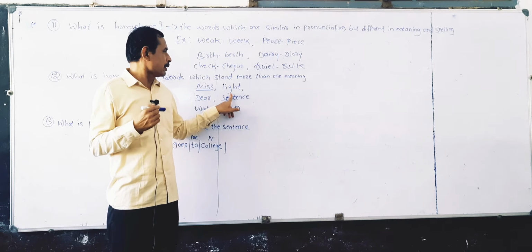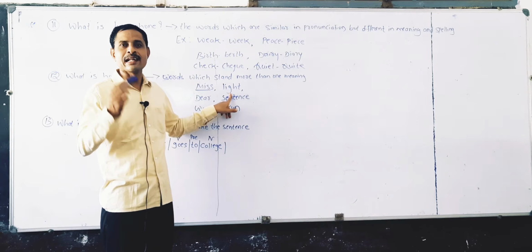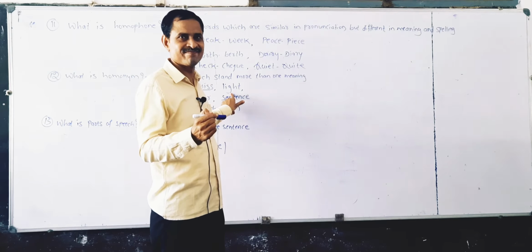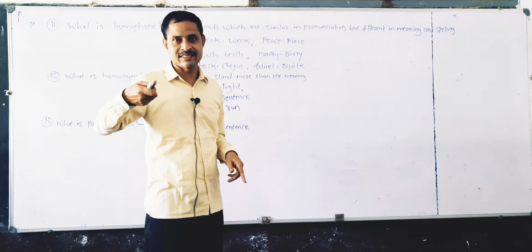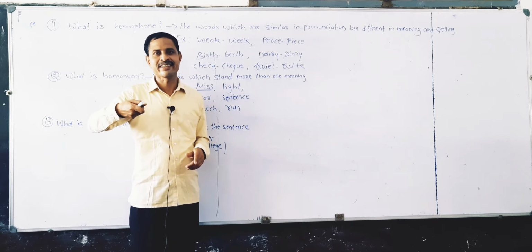I will tell you in sentences to show the differences. The light went out while I was studying. The bag is light. Here, the bag is light means the bag is not heavy.